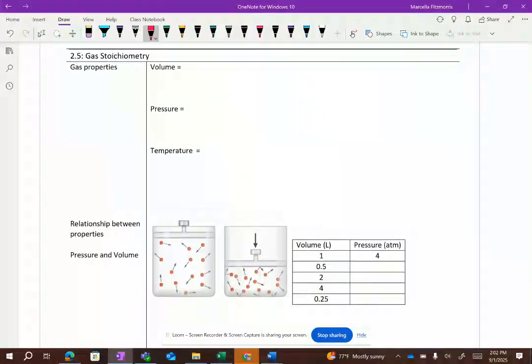So first of all, we just need to define some things. Volume is the amount of space a gas takes up. Pressure is the force exerted per unit of area.